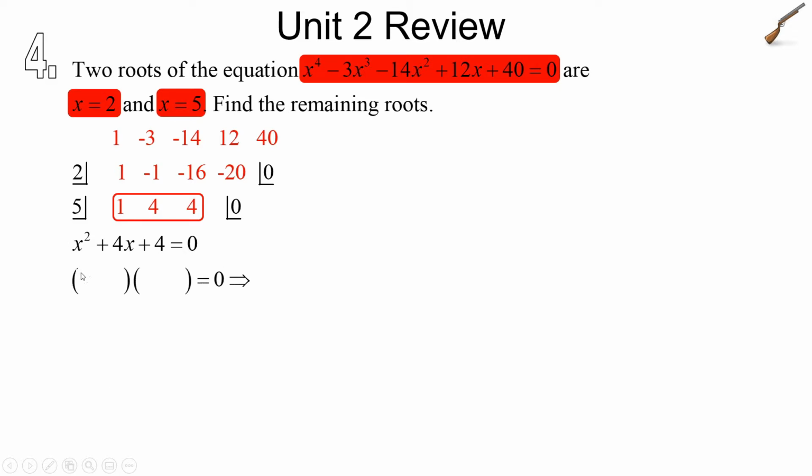So x squared would be an x times an x, and I need a product of 4 and a sum of 4. So isn't that just a plus 2 plus 2? So I have a factor of x plus 2. That gives me a root of negative 2. And because I have two factors of x plus 2, this negative 2 is a double root. It counts for 2 roots, and those are my 2 remaining roots right there.